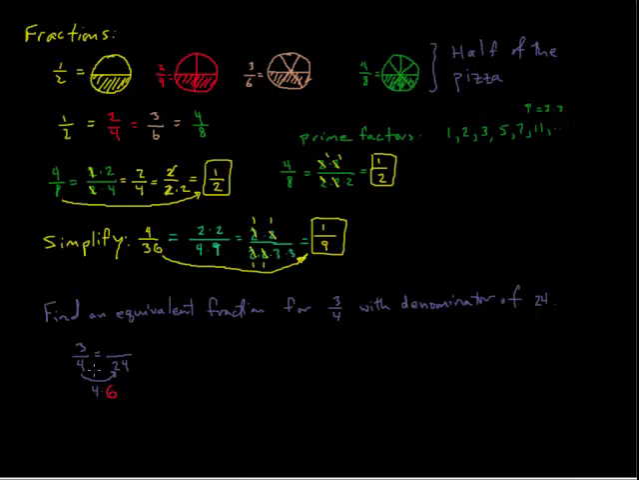So in order to get an equivalent fraction, what we need to do is multiply 3 times the same number we multiplied in the denominator, 3 times 6. And 3 times 6 gives us 18. 3 times 6 is 18. So 3/4 is equivalent to 18/24.